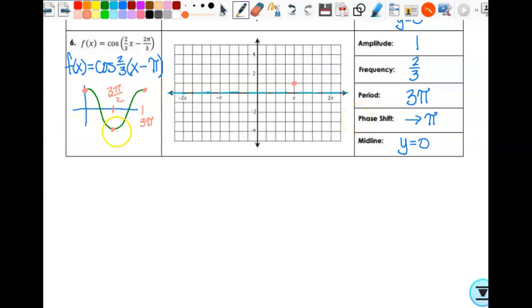But if I go halfway between these two, what would this measure be? 3 pi fourths. Okay. So I have a midline 0 at 3 pi fourths, which is right here. But then I'm supposed to move to the right pi, right? And every space is pi over 4. So 1, 2, 3, 4. That would be moved to the right pi. So I have this point. So I'm only able to get these two on there, but that's enough because of the repetitive pattern.